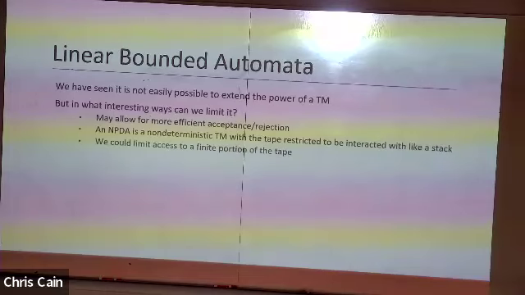If we limited the tape to a finite portion of the tape that says you have 10 cells, or you have 25 cells, regardless of what that finite number is, you end up with a DFA or an NFA.